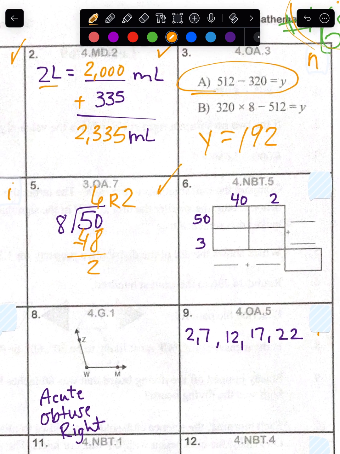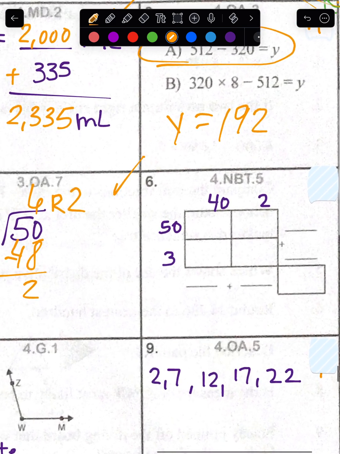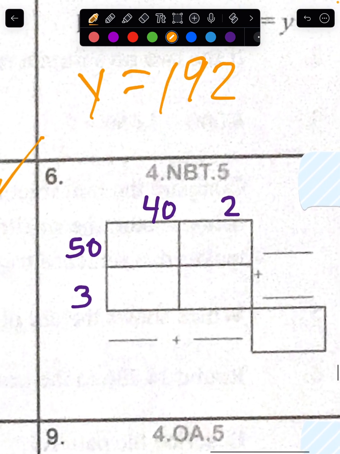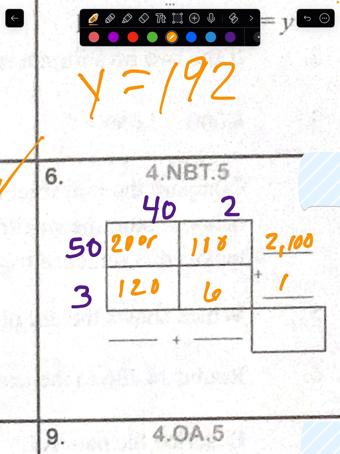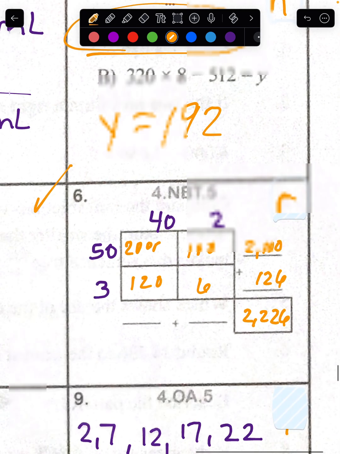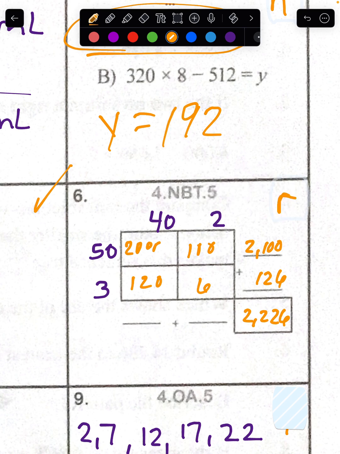All right, number 6, matrix model. I'll zoom in a little bit. We have 20,000, 100, 120, and 6. For 2,100, 126, for 2,226 as your product, with a letter of R.